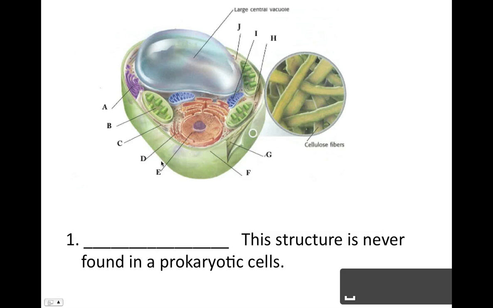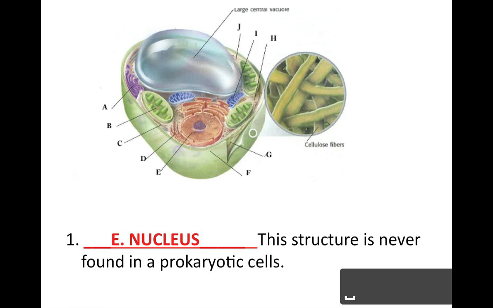Okay, here's the first question. This structure is never found in a prokaryotic cell. It says cells there. Bad grammar, I'll change it. Yep, nucleus. Remember, eukaryotic cells have a nucleus, but prokaryotic cells do not have a nucleus.